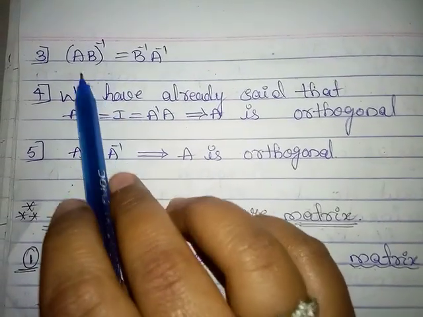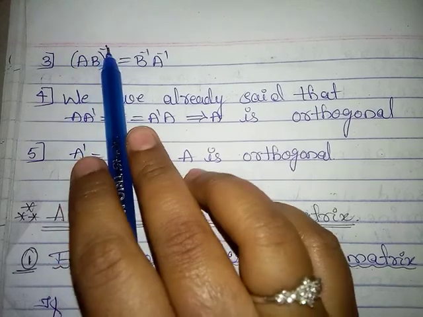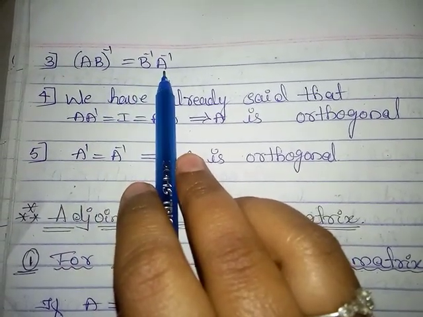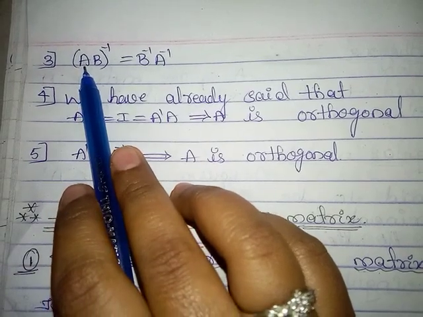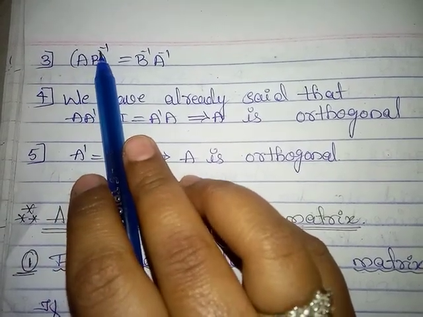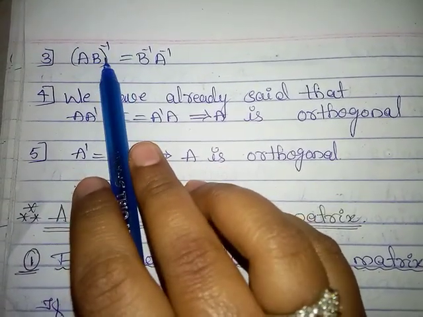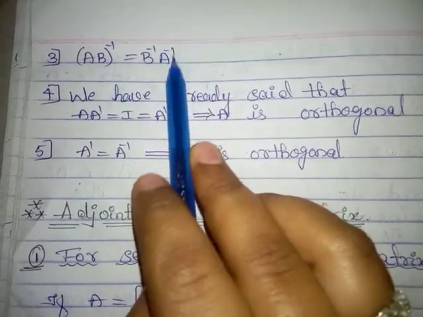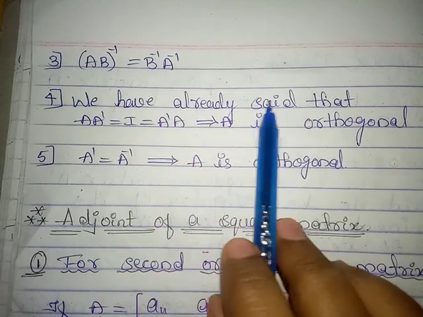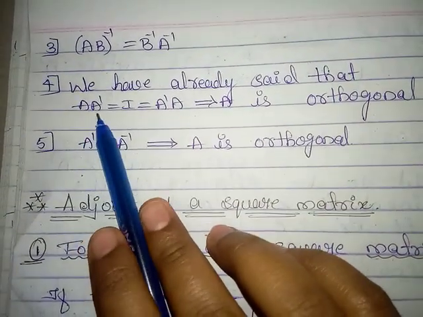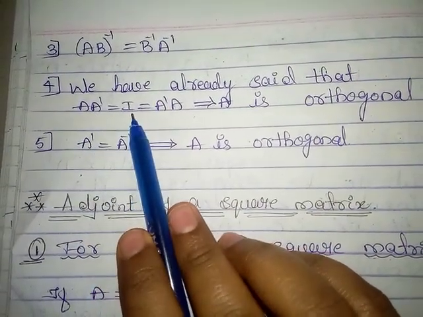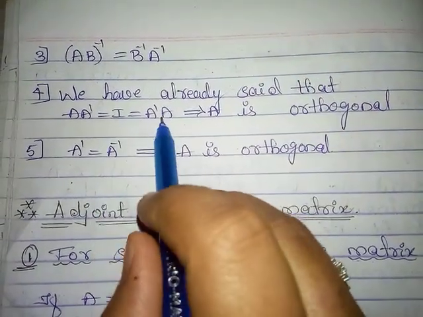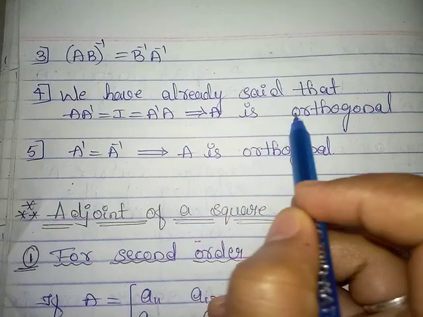Remember these results. The inverse of A into B, the whole inverse, is equal to B inverse into A inverse. That means when we multiply A and B and find the inverse of that, it is equal to B inverse into A inverse. Next, we have already said that A dash is equal to I, which is equal to A dash into I. Then the matrix A is orthogonal.